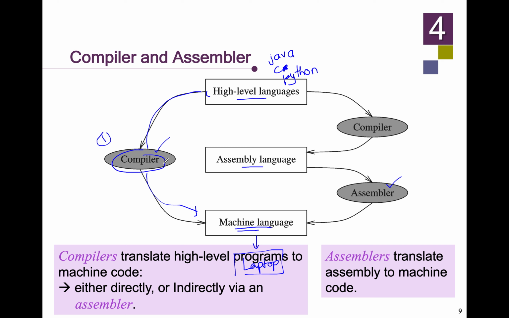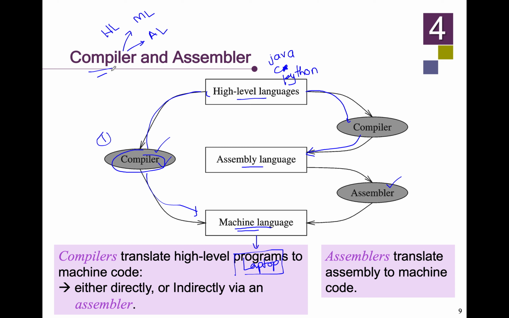Next, you have another task for your compiler. What is it? It's going to compile and change your code into assembly language. So now you can see your compiler can convert it directly to your machine language, and it also can compile and convert it into your assembly language from your high level language. So this is the use of your compiler.